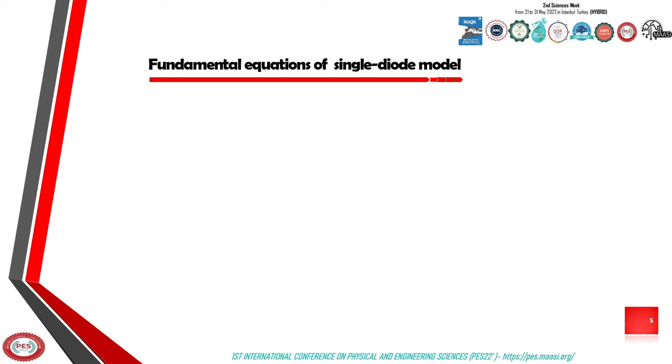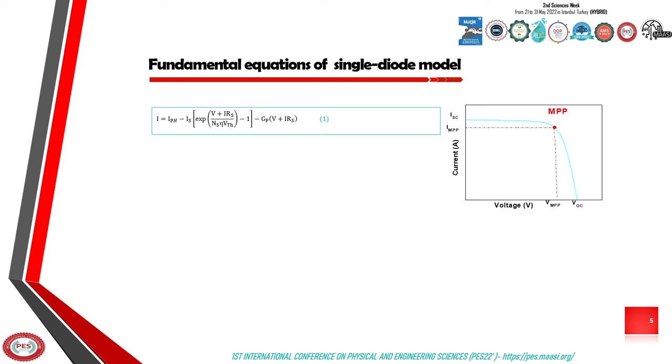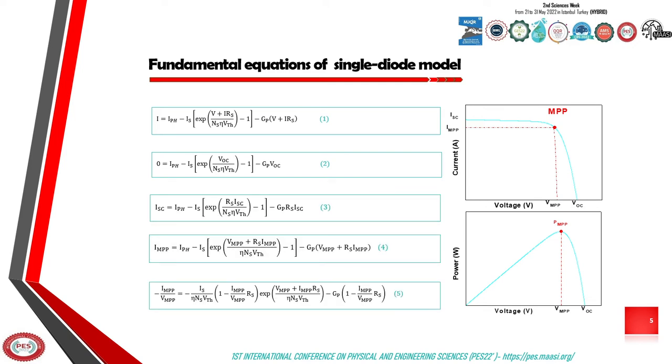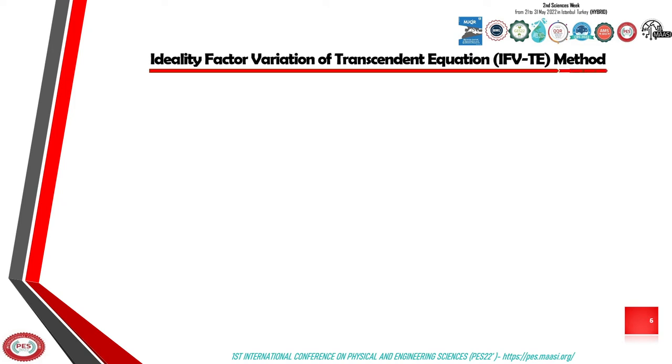Let's move now to the fundamental equations of the single diode model. It is the characteristic equation connecting output current to output voltage and 5 physical parameters. From this equation, we can write the characteristic equations at key points of the current-voltage characteristics. So here is the equation at the open circuit voltage point, the equation at the short circuit current point, and the equations at the maximum power point.